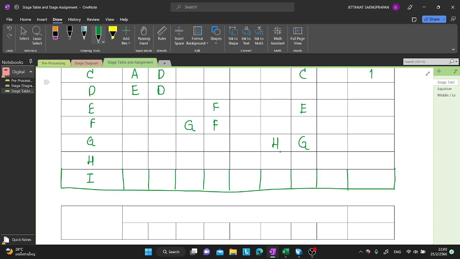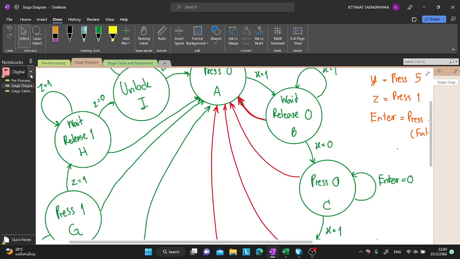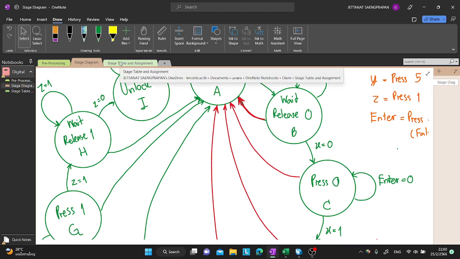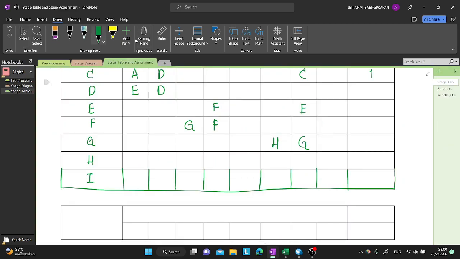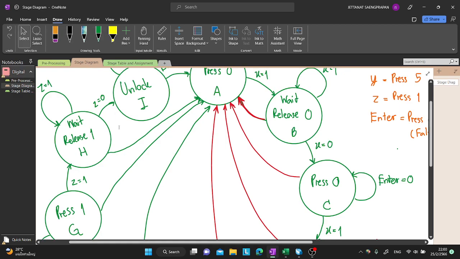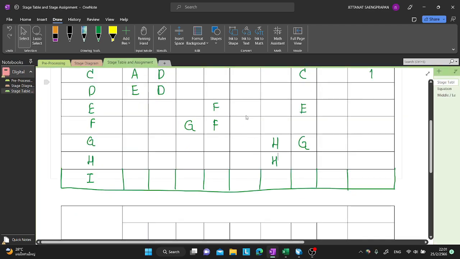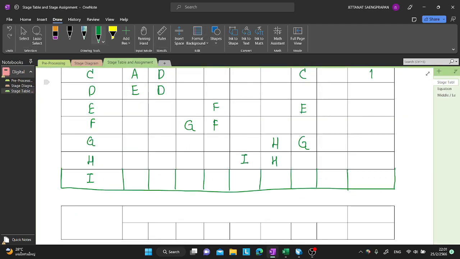And then if I still press H, in this state S is still the loop. If I still press set, which is press 1, the state is still working. And if I release set, which means release 1, it goes to the next state, which is state I.